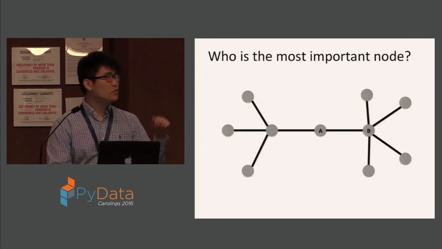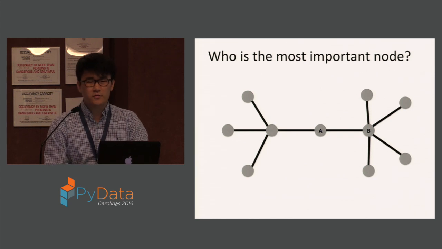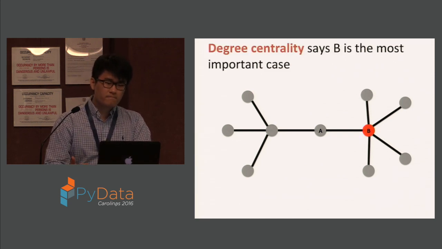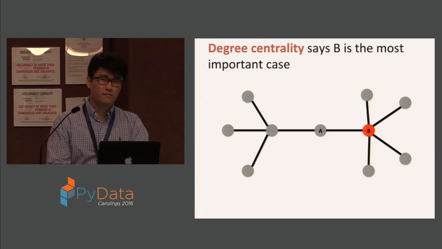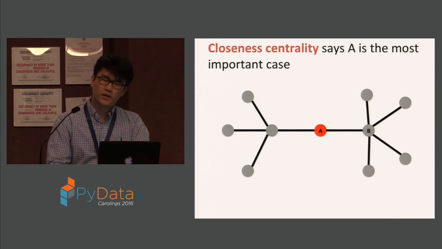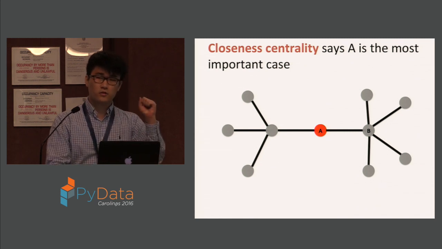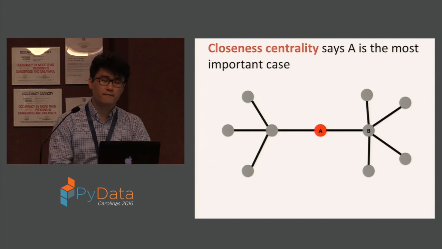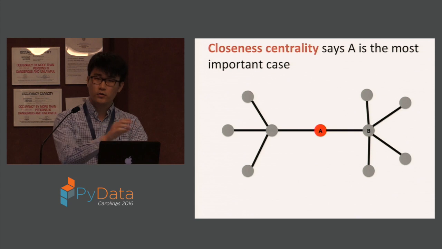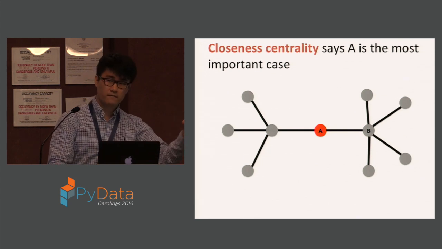So let's look at this toy plot example. What is the most important node? According to degree centrality, B would be the most important case. It has 5 degrees, the most degree, so it's getting cited the most. But according to closeness centrality, case A is the most important case because it's the closest to all other nodes in the graph. And it's an interesting observation that A is between two separate clusters of nodes at the left and at the right.